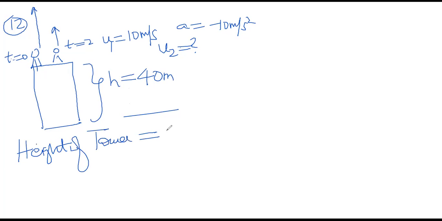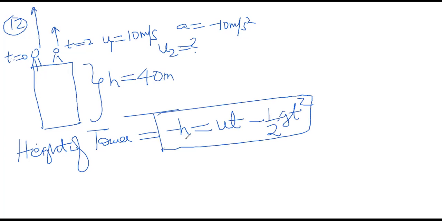What is height of tower? Minus h, then it will be minus h equal to ut minus half gt square. This is the formula for height of tower. Remember that. If it is plus h, here minus will come, here plus will come. Just now we wrote, no. So this is the formula. And h is here 40.